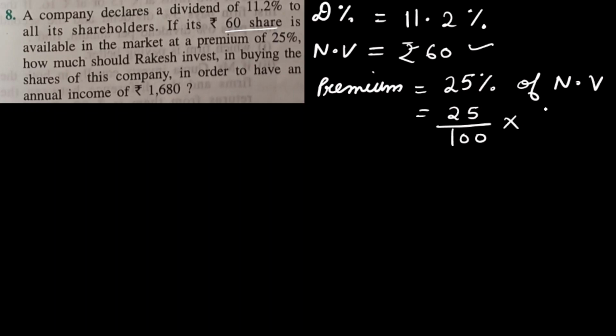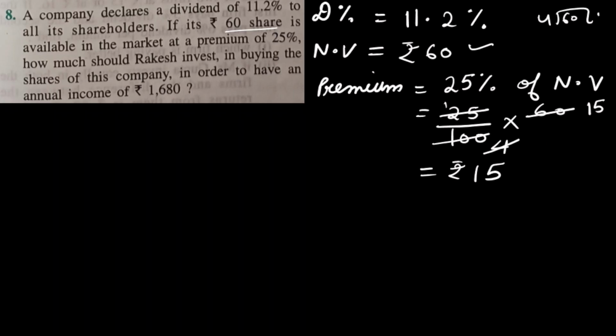What is the nominal value given to us? 60. So we can do cancellation. See, 25 into 4 is 100. Directly you can cancel; you can remember this type of number. Now with 4 and 60 you can do 4 into 1 and 4 into 15, so this is equal to rupees 15. If you can't do cancellation directly, you can divide 60 by 4 and you will get the answer as 15. So I have found the premium.